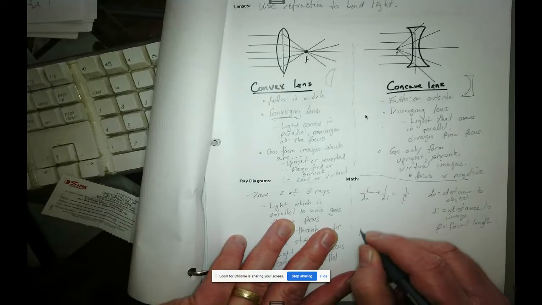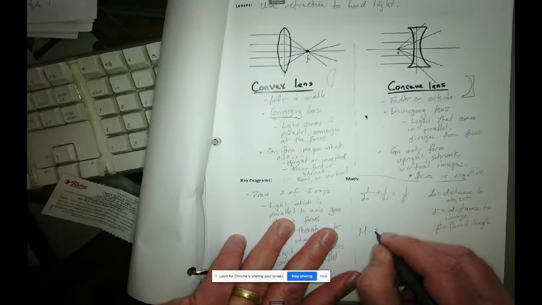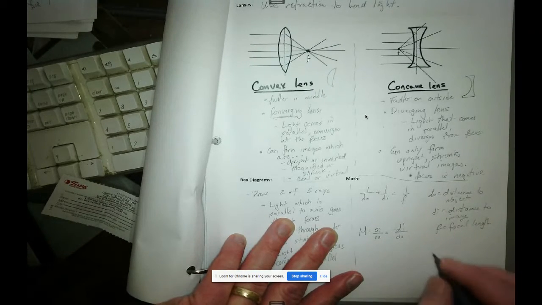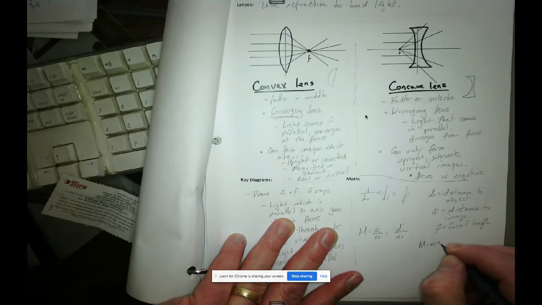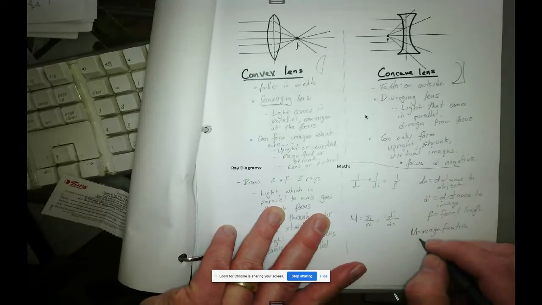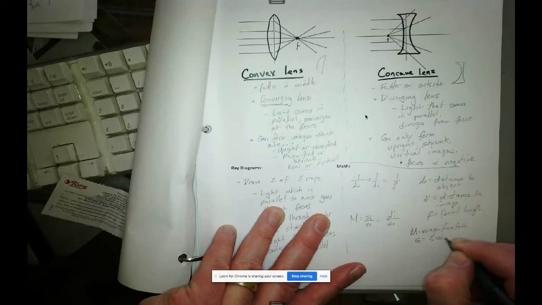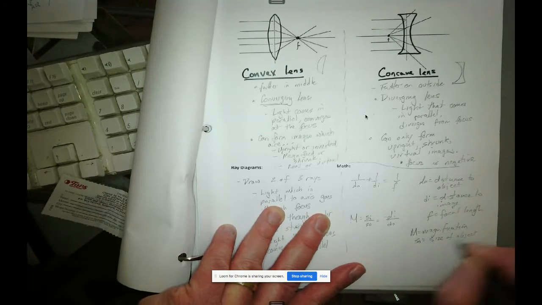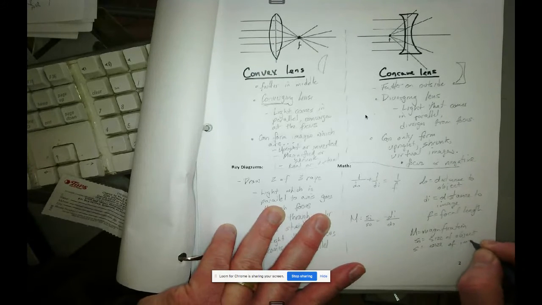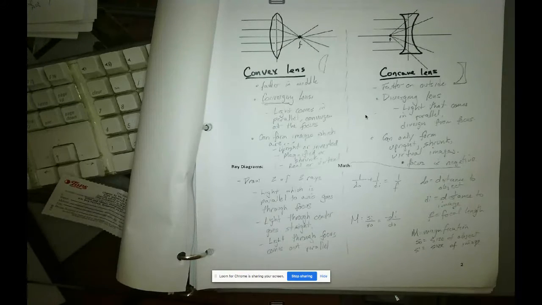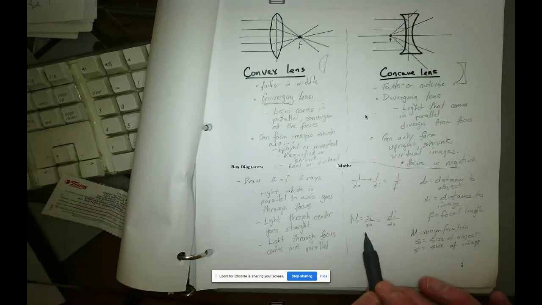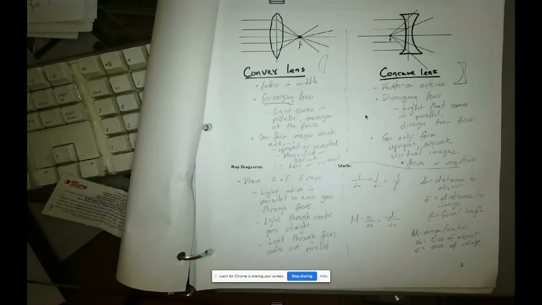And then there's another equation. It's M equals sI over sO is minus di over dO, where M stands for magnification. sO is size of the object, and sI is size of the image. And we'll talk about what that negative sign means in a minute. But basically it's saying if the image is twice as big as the object, so sI over sO is 2, that's the magnification. It's making it twice as big.